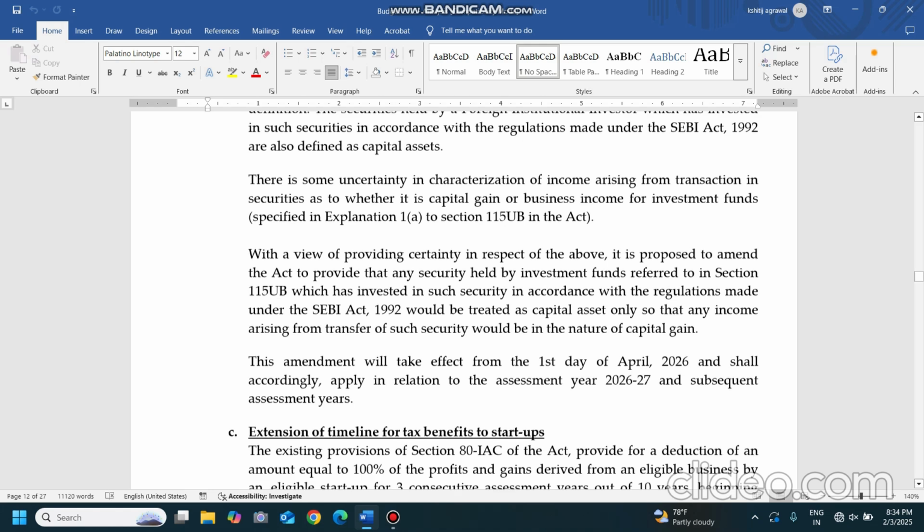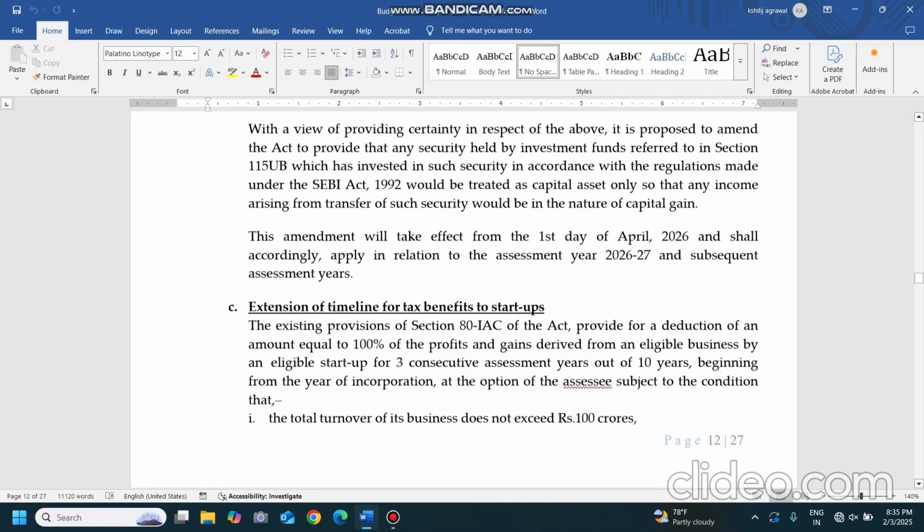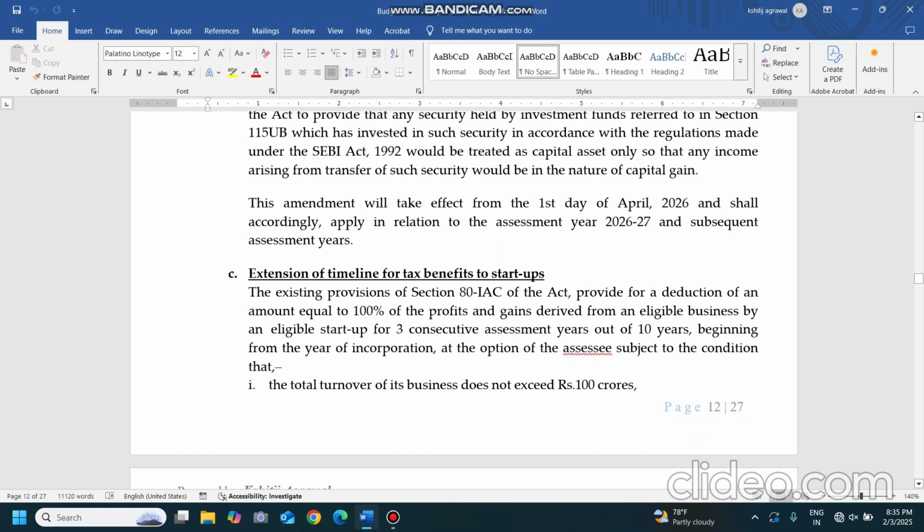Now in respect of investment funds, the same thing has been applied: if any income is earned on any security held by investment funds, as defined under section 15UB, and it is sold, then it will be treated as a capital asset. Whatever gain they have will be treated as capital gain if such security is held as per the SEBI Act 1992. Basically, the earlier provision applicable to foreign institutional investors is now applicable to investment funds also. This will also apply from 1st April 2026, assessment year 26-27.